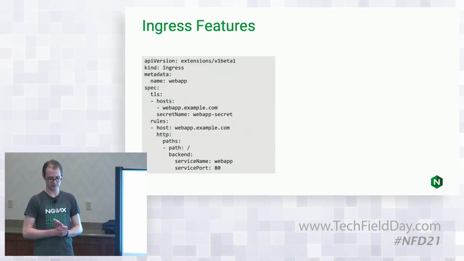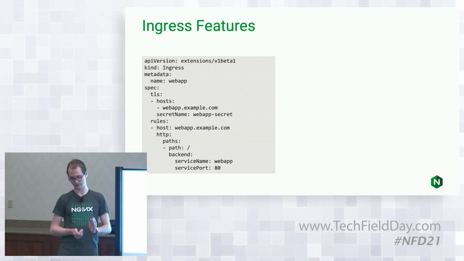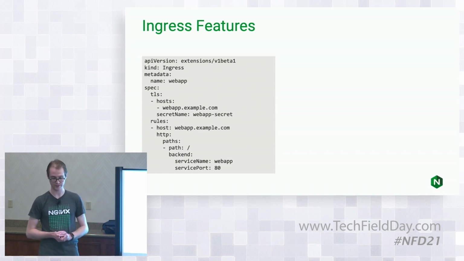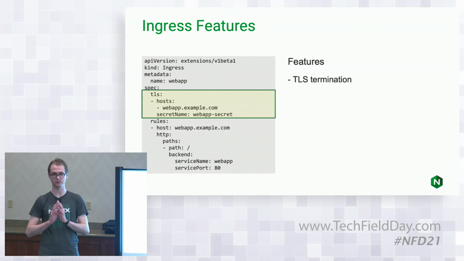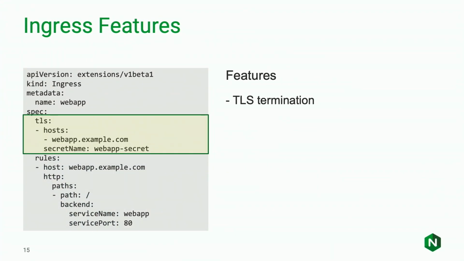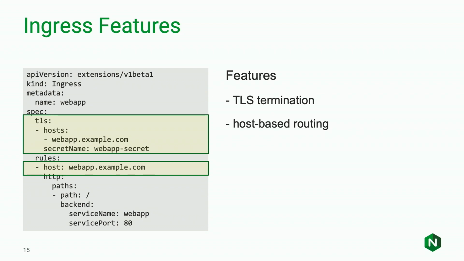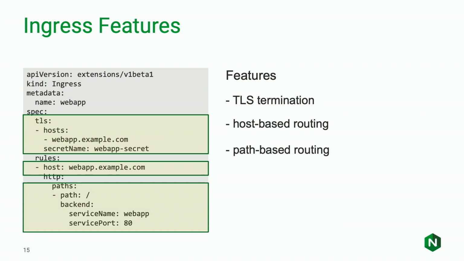Now I also want to mention the features available through the Ingress Resource. The Ingress Resource is actually very limited. It only covers the basic use cases. This is another example, and it shows every feature that is available. First, TLS termination, so that you can secure your web applications with TLS. The second feature is host-based routing, so we can route requests based on the host header. And the third feature is path-based routing, so you can route requests based on the URI.